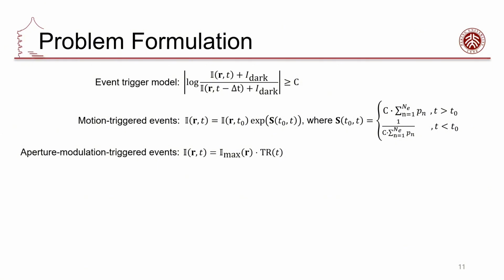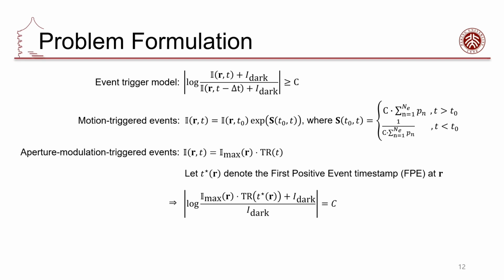Aperture can change the global transmittance of the optical system, thus triggering dense, intensity-dependent events. Let T star be the time step of FPE, then we have this equation. So we can estimate the intensity I max using FPE.